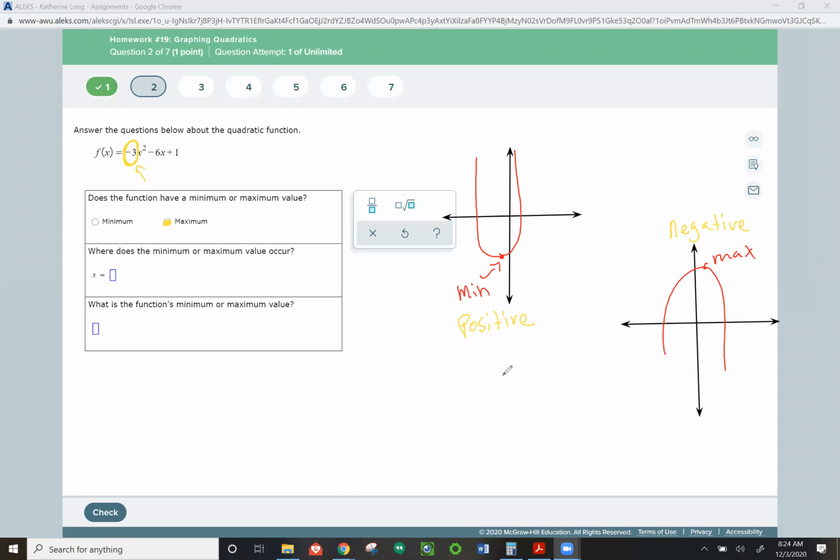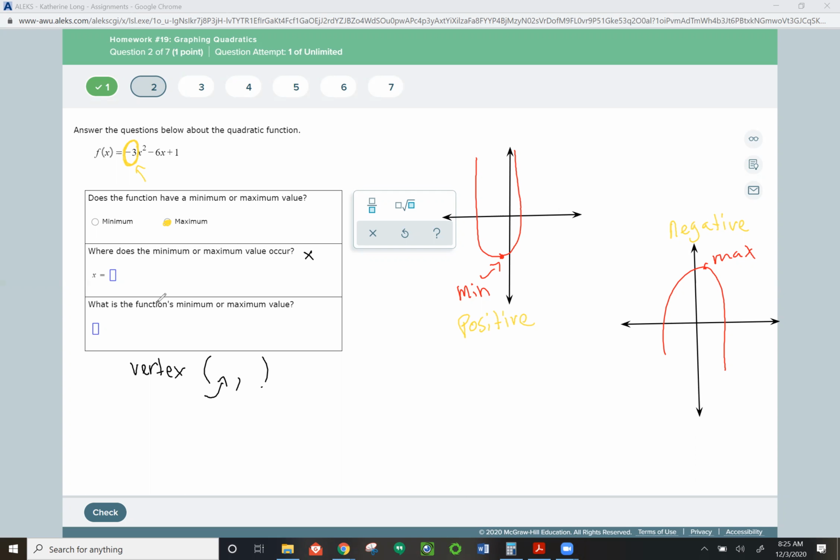Okay, so the next questions are going to ask us, where does this minimum or maximum value occur? So if you recall, the vertex is that minimum or maximum point. So what they're asking for is, what is the x coordinate of the vertex? So let's recall our formula for the vertex. Our vertex is going to be two coordinates because it's a point, right? You need an x value and a y value. What they want to know is, where does the minimum or maximum value occur? That's asking for the x value of your vertex.